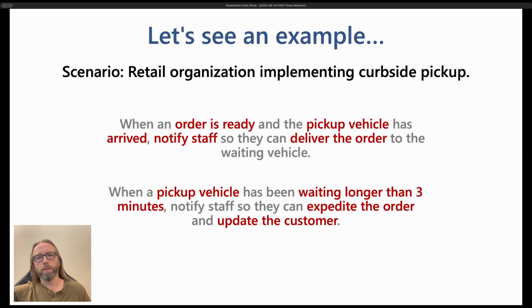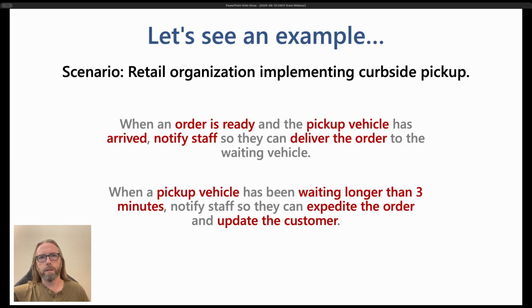Firstly, when an order is ready and the pickup vehicle has arrived, they want the system to notify staff so that they can take the order out and deliver it to the waiting customer. Secondly, when a vehicle associated with an order has been waiting longer than 3 minutes and the order still isn't ready, they want the system to notify staff so that they can expedite the order or update the customer with a more realistic wait time.